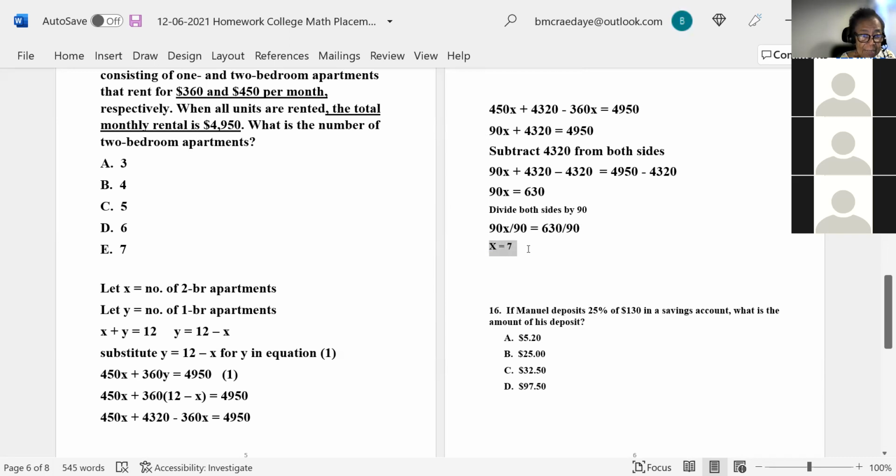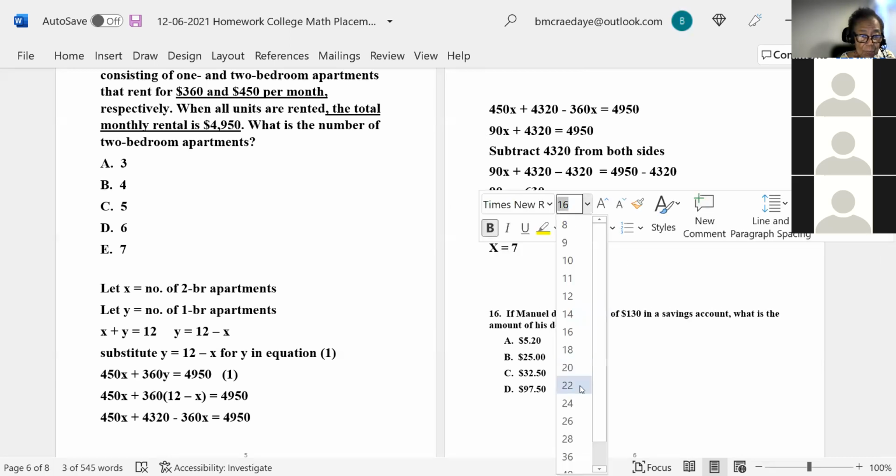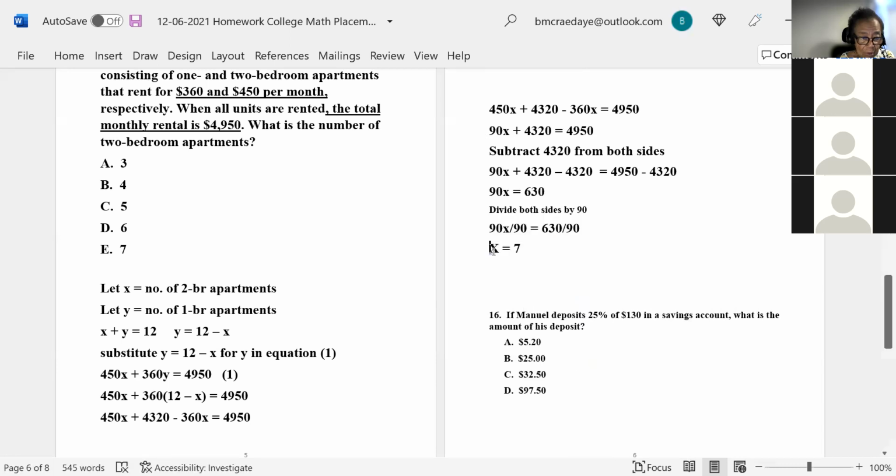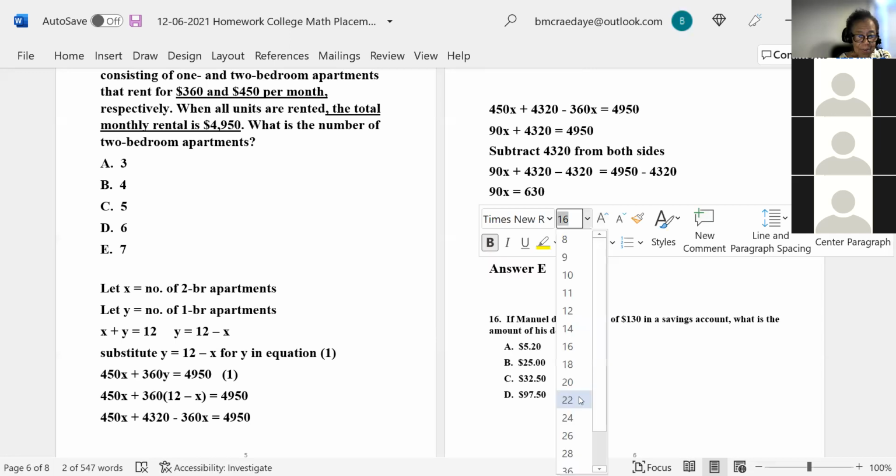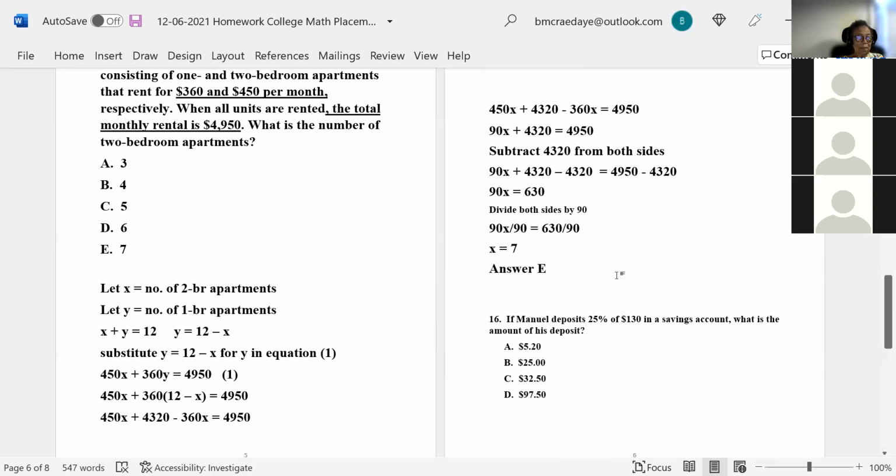And 7 is answer what, Maureen? D. That's right, small x. So that would be answer E. That's the answer. Okay, so that means there's 7 2-bedroom apartments. Maureen, how many 1-bedroom apartments are there? 5. That's right. Because if the total is 12, you just subtract the 7 from the 12 and you have 5 1-bedroom apartments.